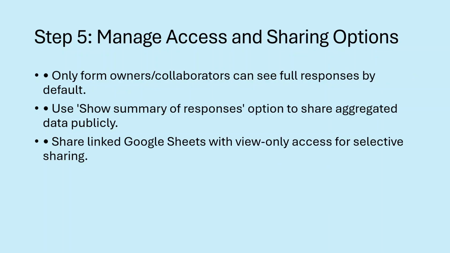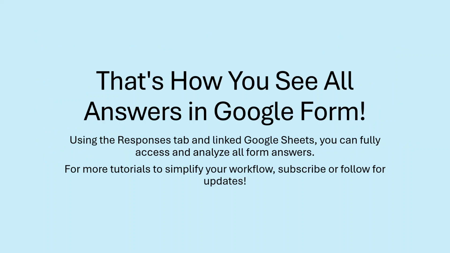Step 5. Manage access and sharing options. Only form owners and collaborators can see full responses by default. Use Show Summary of Responses option to share aggregated data publicly. Share linked Google Sheets with view-only access for selective sharing.